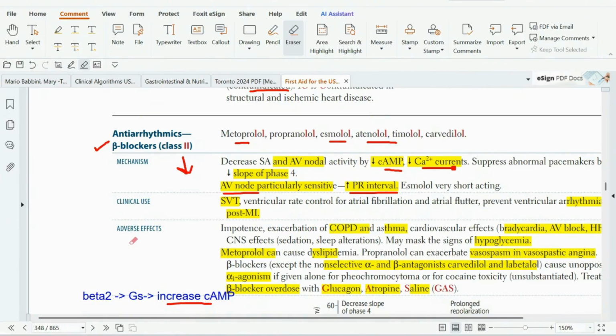So both of these, especially if you have non-selective, can damage the beta 2 that keeps the bronchioles open, right? COPD, asthma, you cannot use them. If someone already has heart block, why would you give them beta blockers? Do not do that. Okay.